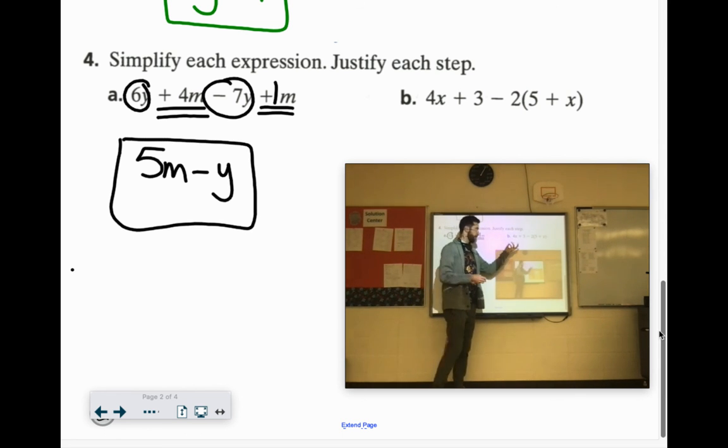So try this one out. Distribute, combine your like terms, and then check it with what I have up here when you are done. So pause, try it.